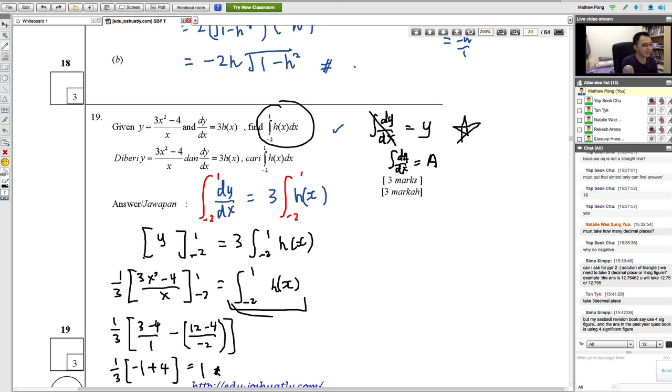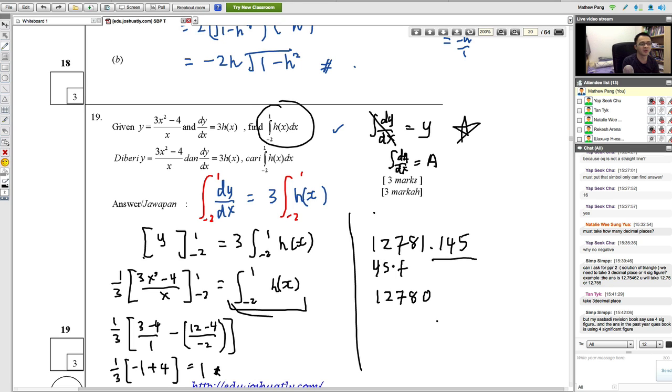Don't do this. Okay? But my SAS Buddy revision book says use 4 significant figures, and the answer in the past year book uses 4 significant figures. It depends how big the value is. If you fix already on 4 significant figures, you will face some problem. Let's say my answer is 12781.145. If I take 4 significant figures in this case, I will take 12780, and I will ignore all the decimal places over here. So if the value goes until extremely big, your value will be less accurate. But I'm not 100% sure about this one. Maybe you can check the Ministry of Education website to find out what is the standard for SPM. But normally when I do it myself, I will take 3 decimal places. Okay, I hope I do answer your question.